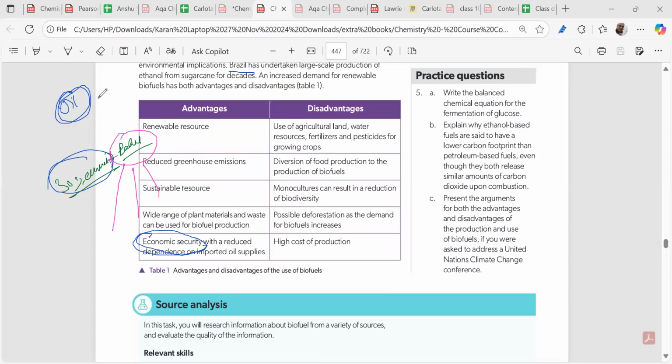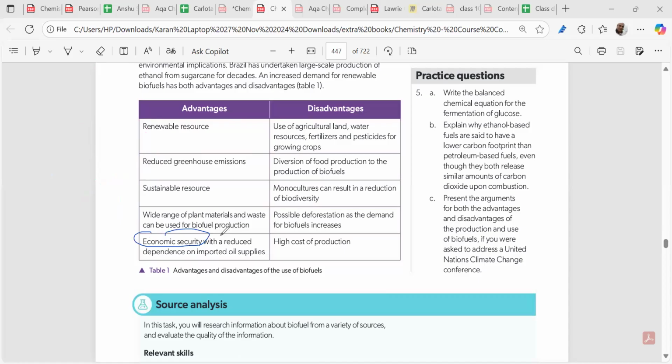Is it clear? Because if the price of oil increases, right, the prices of all foods increase, isn't it? So economic security, right? Isn't it very important? Economic security, which will reduce imported oil supplies. Is it clear? Now, this point I've already discussed with you. Recently, due to the amazing technology which has advanced, we can use a wide range of plants. Waste can also be used for bioproduction, right?